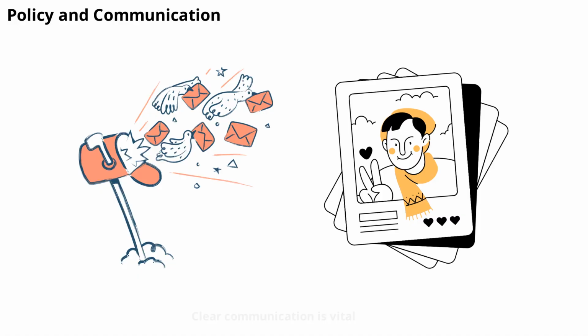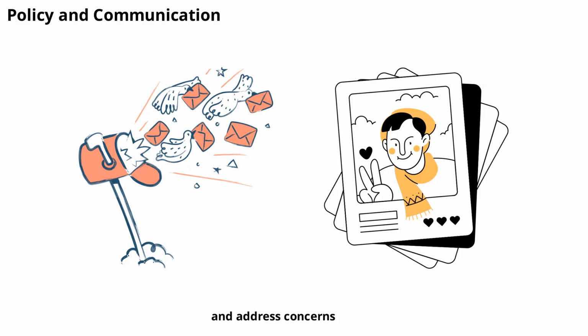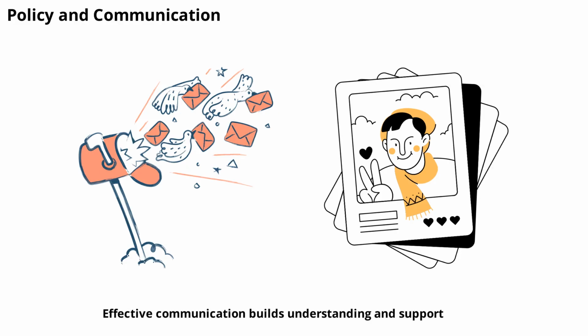Clear communication is vital for successful policymaking and implementation. Governments must explain policies to the public, listen to feedback, and address concerns. Effective communication builds understanding and support, making it easier to achieve policy goals. This includes using plain language, engaging with the media, and leveraging digital platforms.